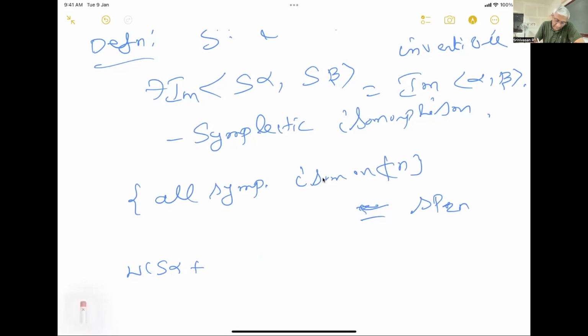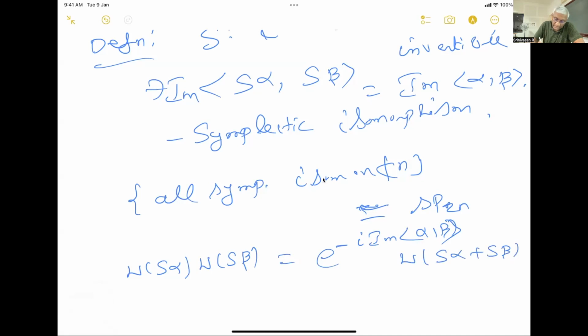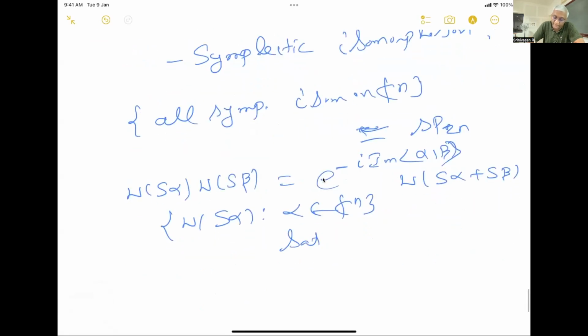W of S alpha plus S beta. I want to write the following. W of S alpha times W of S beta equals e power, since the imaginary part is preserved, this is just alpha beta, times W of S alpha plus S beta. So this implies W of S alpha, alpha in Cn, satisfies the same Weyl relation, not with S alpha, but with alpha beta.